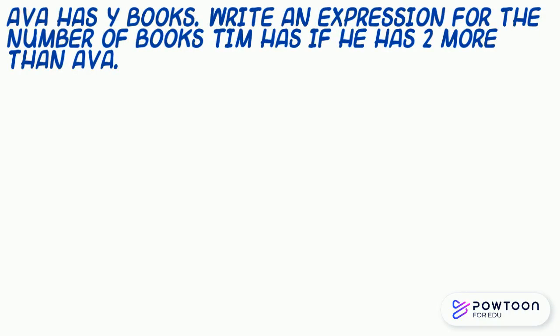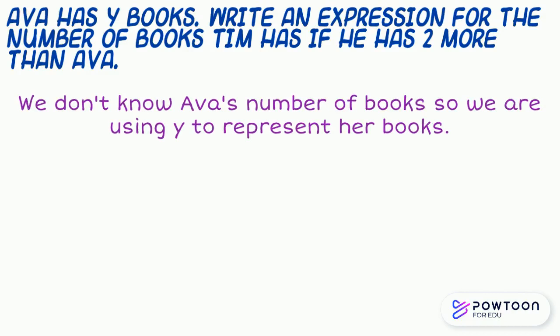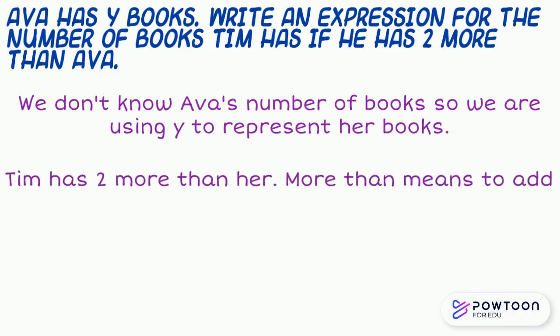We're now told Ava has Y books. We want to write an expression for the number of books Tim has if he has 2 more than Ava. So again, we don't know Ava's number of books, so we're just using Y to represent her books. Tim has 2 more than her, and more than means to add, so it's just Y plus 2.